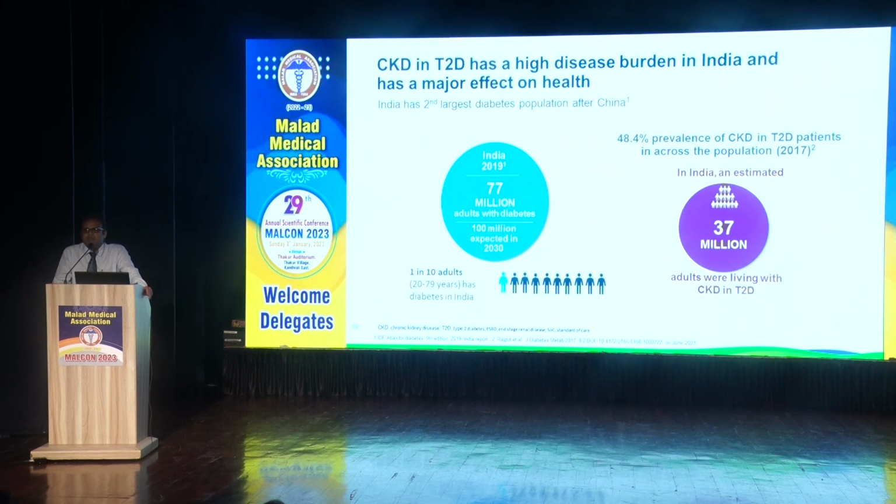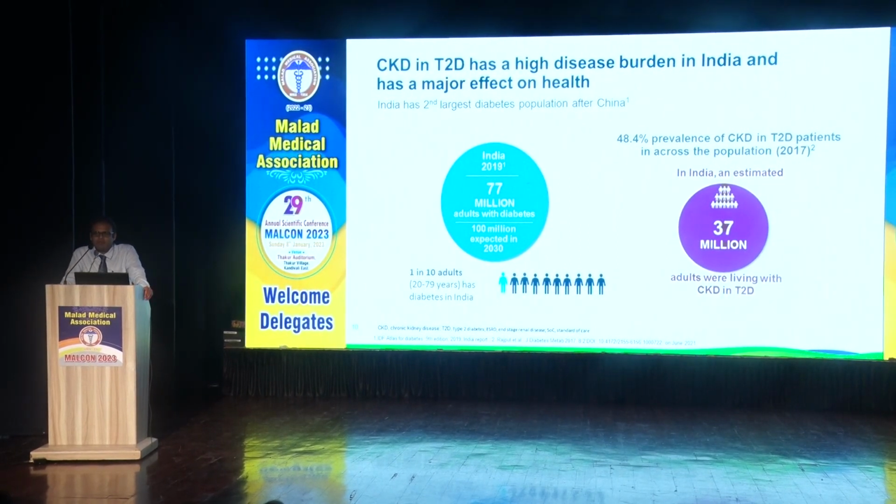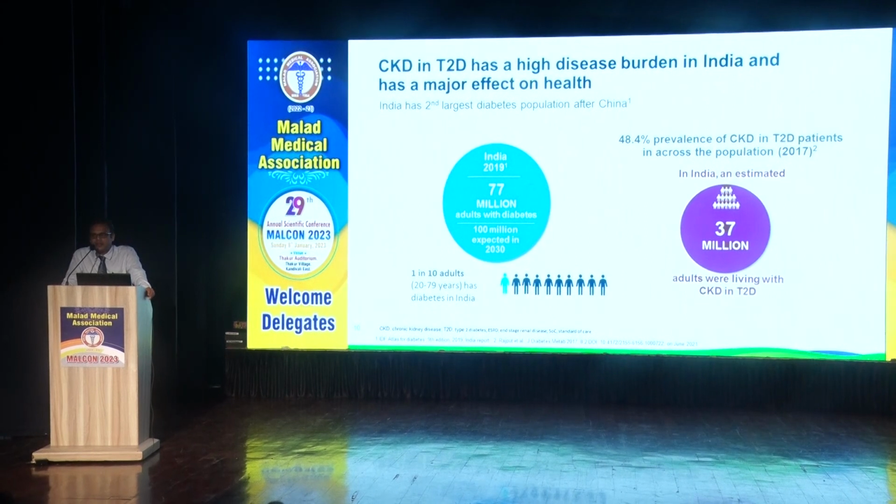As we discussed, we are moving towards becoming the diabetic capital, and CKD is major. We are seeing more and more prevalence of metabolic disorders, mainly diabetes and BP, and we are almost there to surpass China in becoming the diabetes capital of the world.